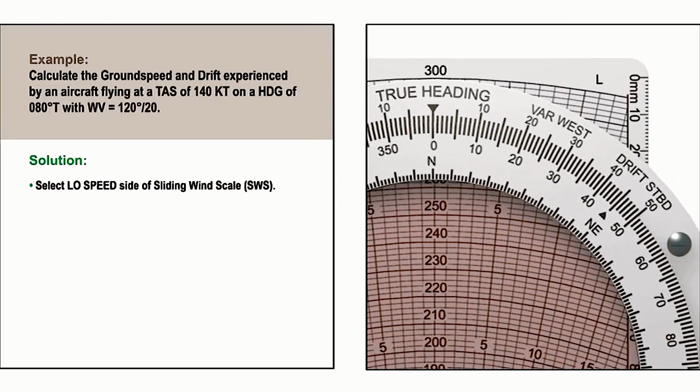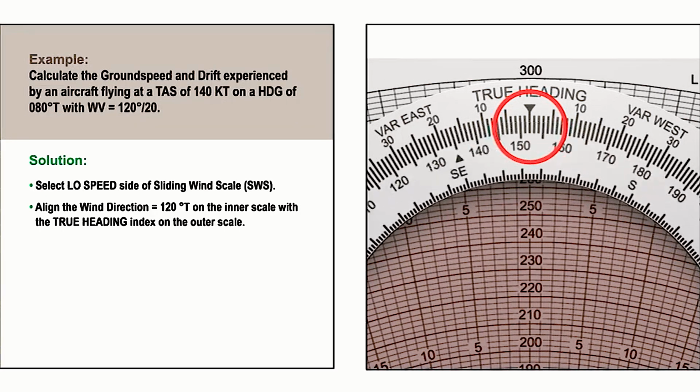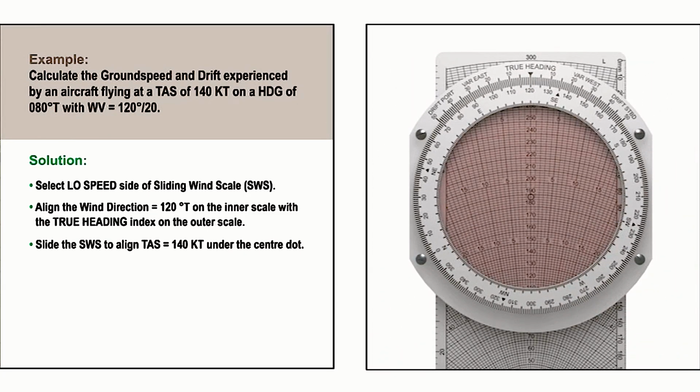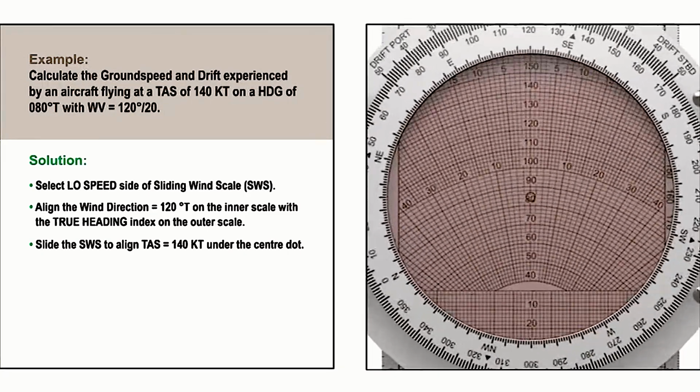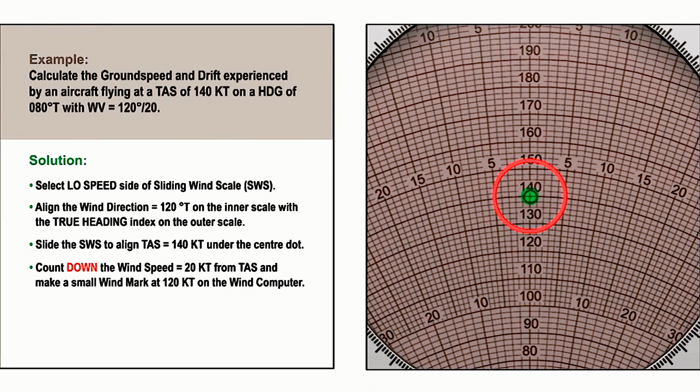Selecting the low speed side of the sliding wind scale, we align the wind direction of 120 degrees true on the inner scale with the true heading index on the outer scale and slide the scale so that the true airspeed of 140 knots is below the centre dot. Now, we count down the wind speed of 20 knots below the centre dot, taking us to the 120 knot mark, and make a small wind mark on the computer.